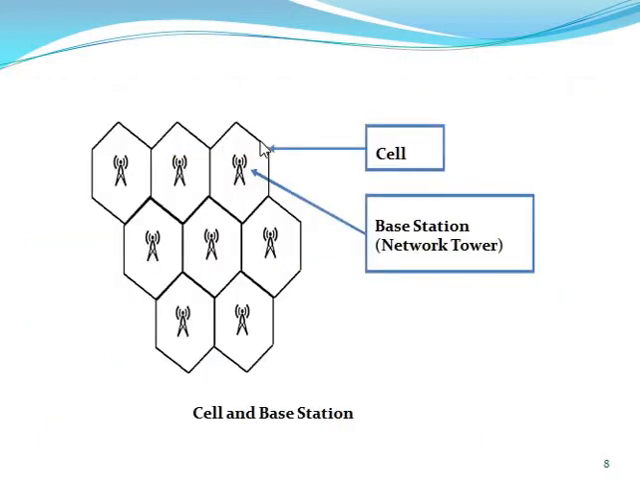Here you can see the base station. This is the cell and this is one base station network. All the base stations are connected, and each cell directly communicates with the base station. Each base station, with its network tower, also communicates with the others. This is also important.